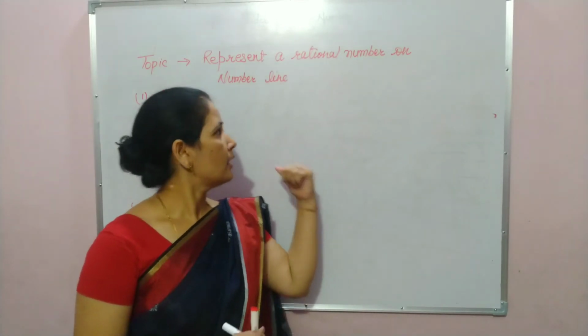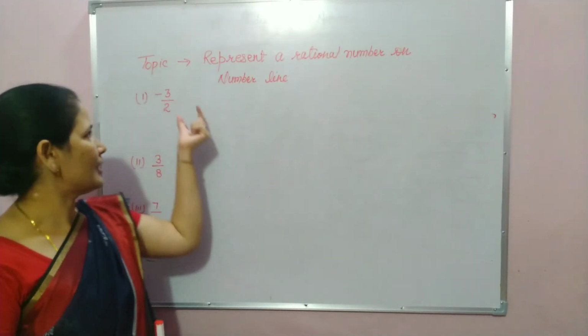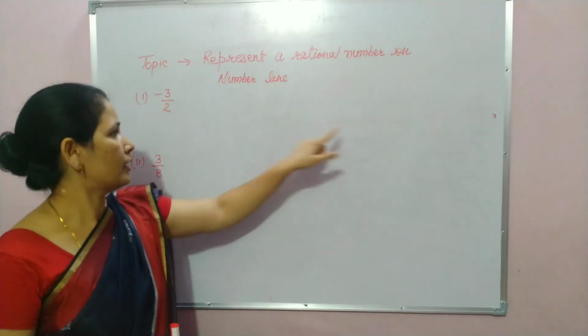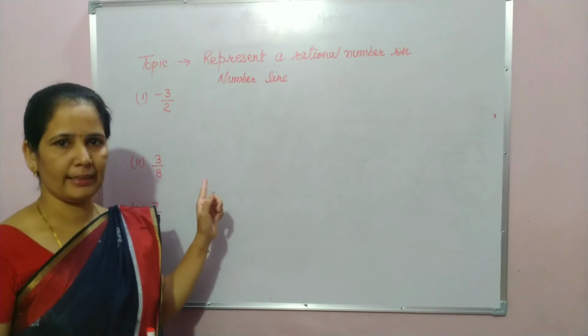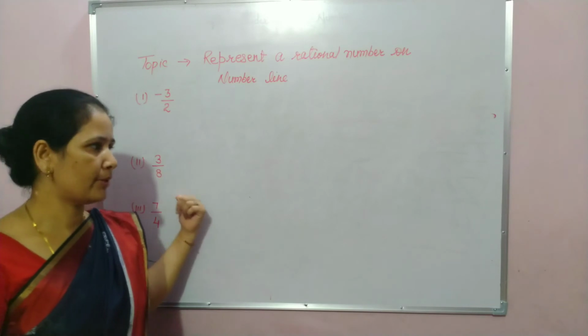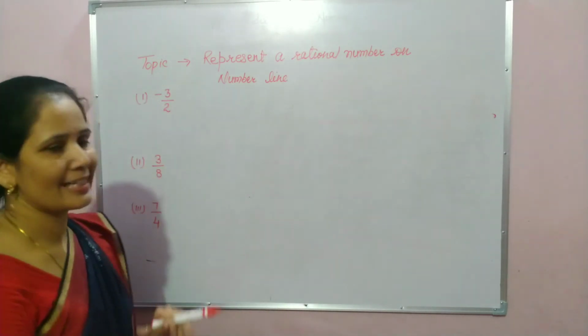And students, while representing a rational number, first you have to observe the rational number. If a rational number is negative, then we represent this rational number to the left side of the number line. If a rational number is positive, then it will be represented on the right side. How? Let's take an example.